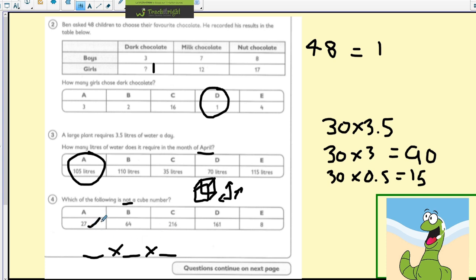So cube number, cube number, cube number, cube number, which leaves D as not being a cube number. 161 is not. And again, this is just something worth learning in terms of what numbers you need to multiply. You've got 2 times 2 times 2, you've got 3 times 3 times 3, 4 times 4 times 4, and 8 times 8 times 8, if I'm not mistaken. Oops, sorry, no, 6 times 6 times 6.